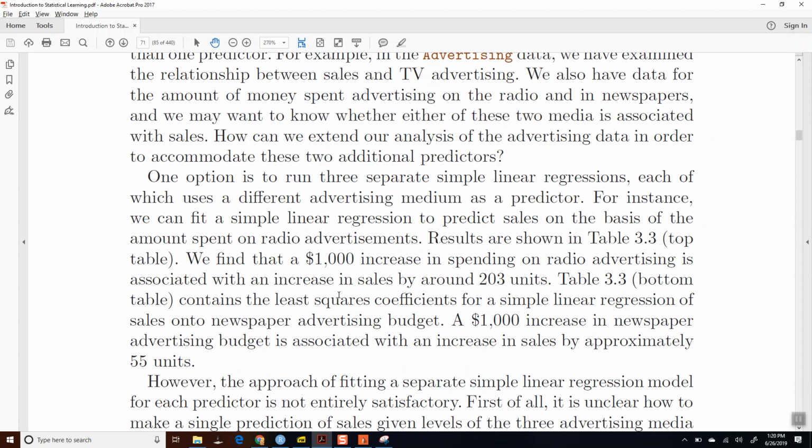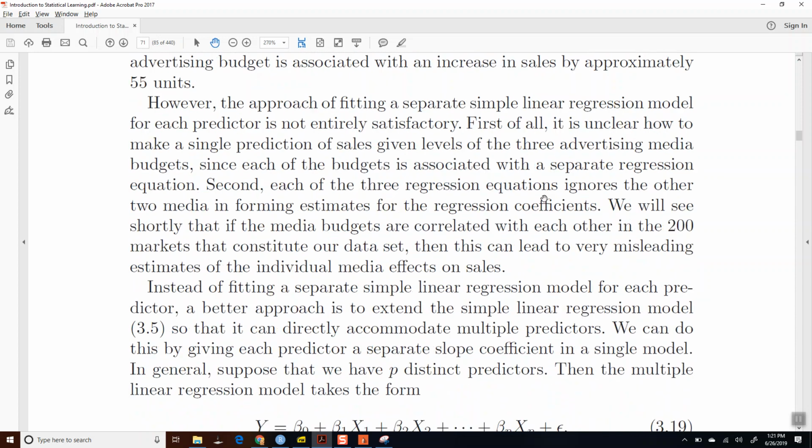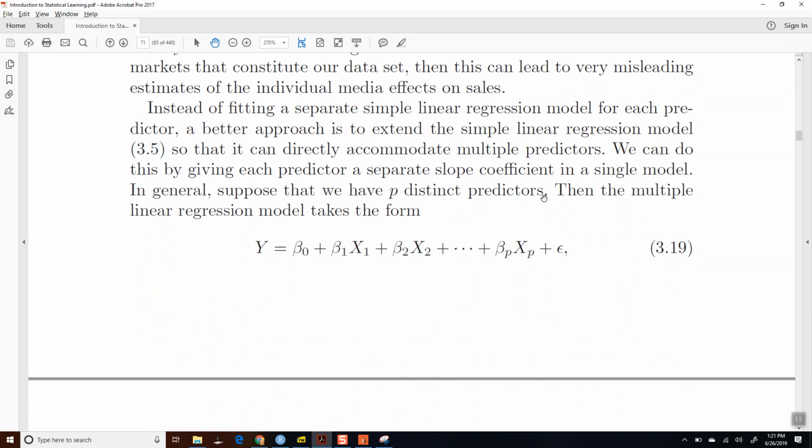Now, if all you learned was simple linear regression, you might want to do 3 separate simple linear regressions, okay? But you're going to run into some problems if you do that, right? Because a lot of times these predictors don't work entirely independently of each other, and so instead we kind of combine them all together, and this is the form of the multiple linear regression.